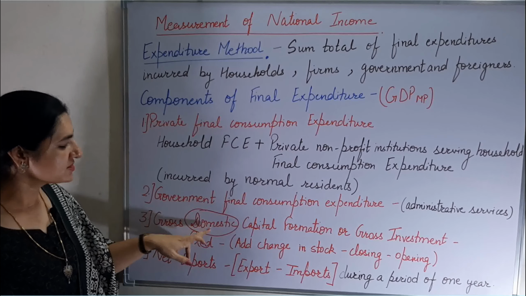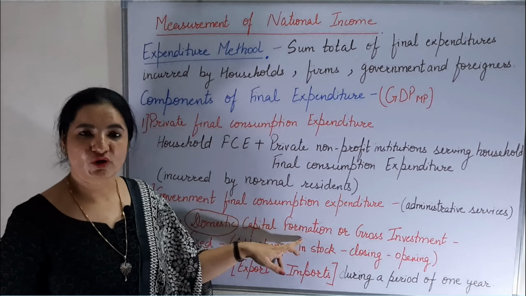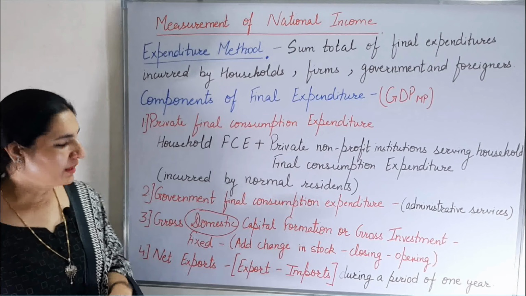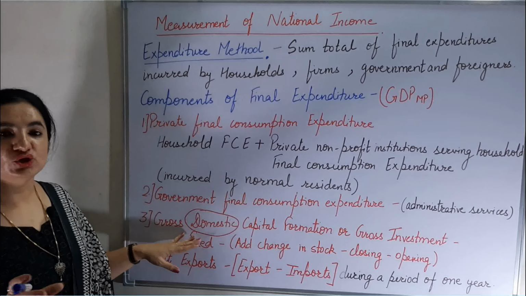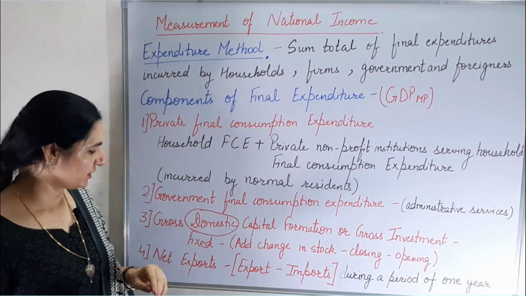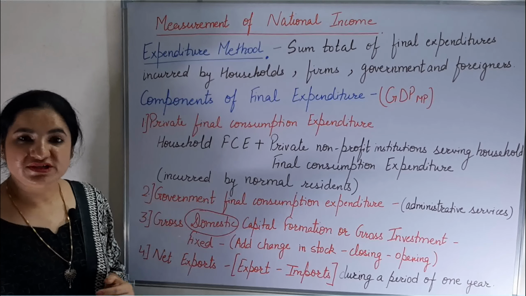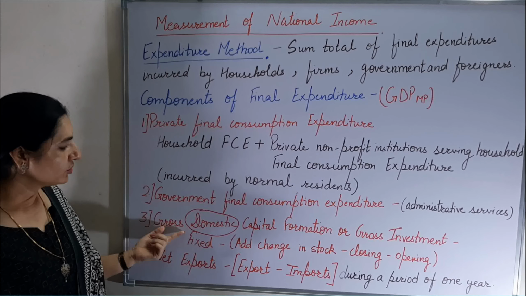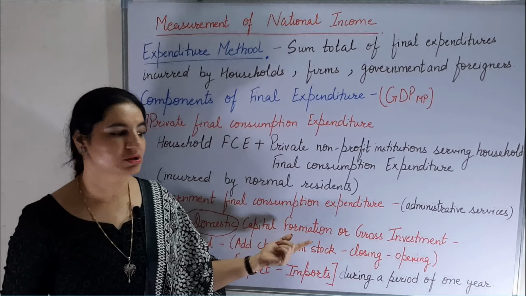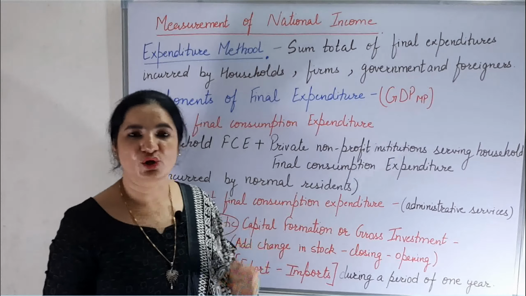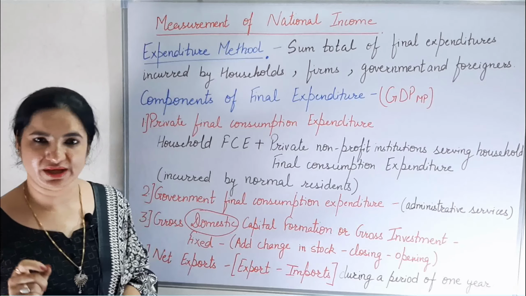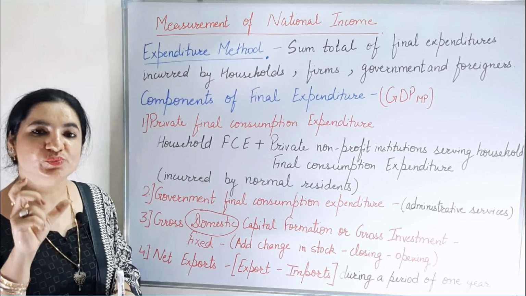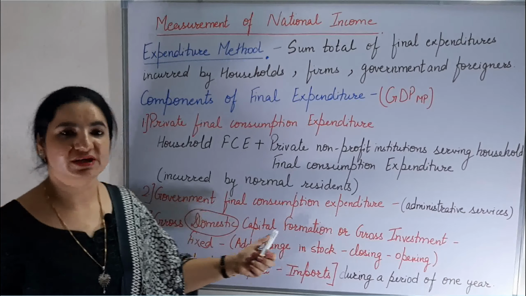Third is government gross domestic capital formation, which will be called gross investment also. In this bit we need to make some adjustments sometimes. What kind of adjustments are required? If directly it is given that gross domestic capital formation or gross investment of the country is this much, the figure is given to you, then no adjustments are to be made, because the bit which we need to add is gross domestic capital formation.